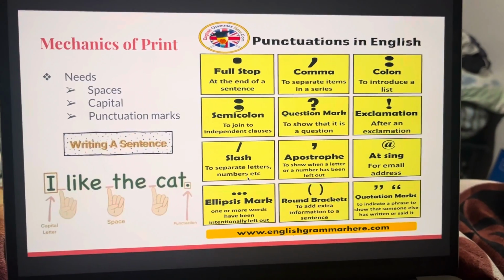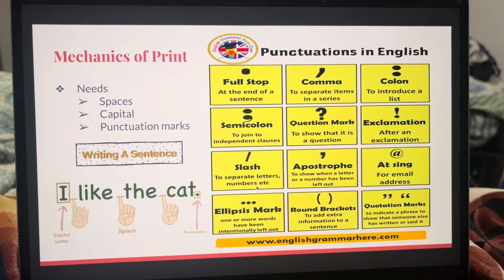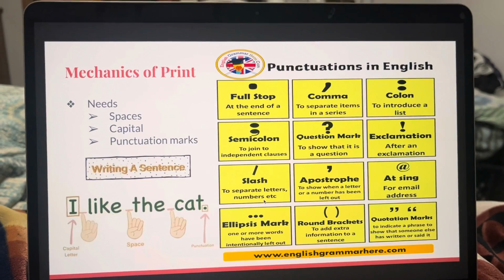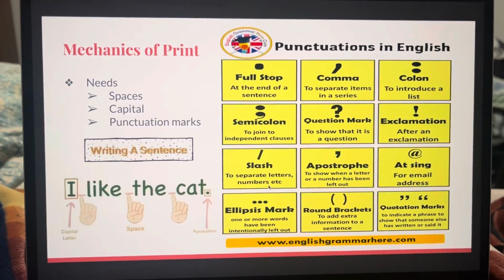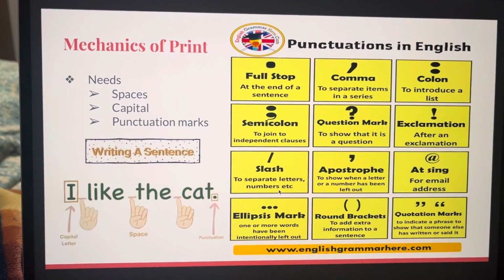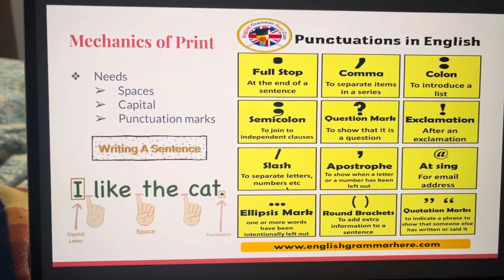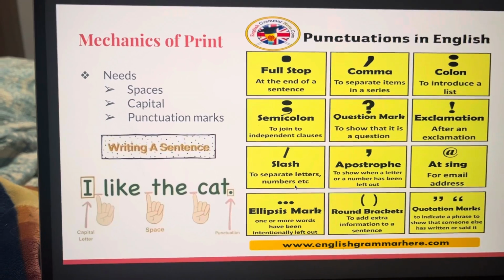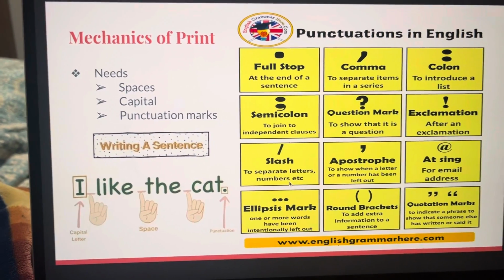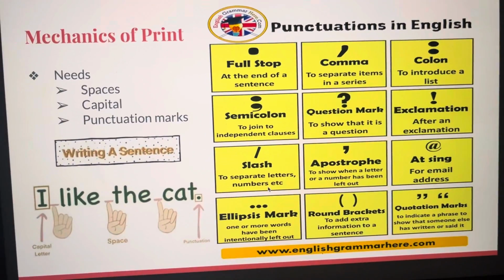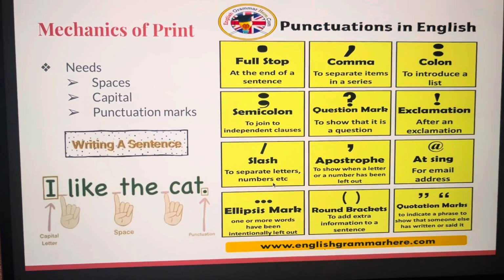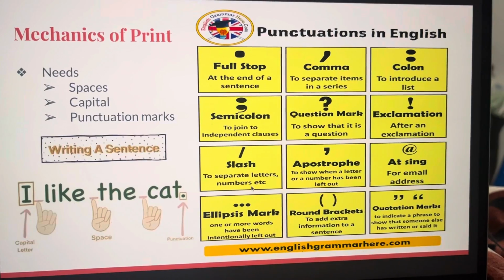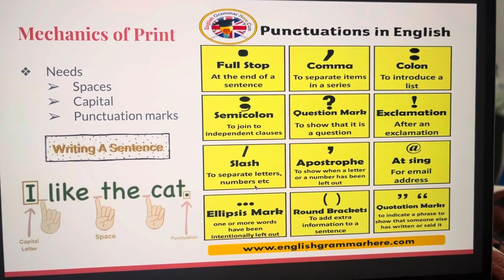A period is a full stop at the end of a sentence. A comma is to separate items in a series. A colon is to introduce a list. A semicolon is to join independent clauses. Question marks are to show that you are asking a question. Exclamation marks are after an exclamation or something you are excited about. A slash is to separate letters or numbers or etc.